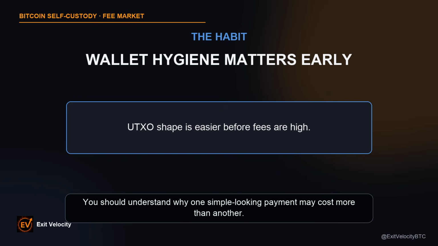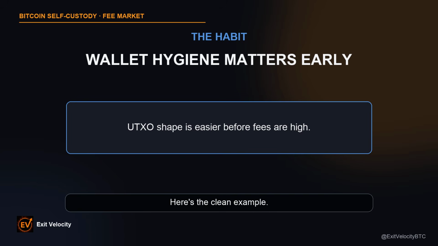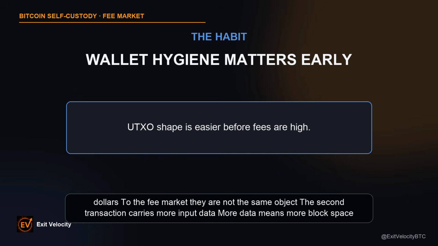For beginners, there are 3 practical takeaways. First, same amount sent does not mean same fee. The transaction shape matters. Second, urgency has a price. If you need confirmation sooner during a crowded period, you are competing with everyone else who also wants space. Third, wallet hygiene matters before fees are high. UTXO shape, labels, and patience are easier to think about before the mempool is crowded.